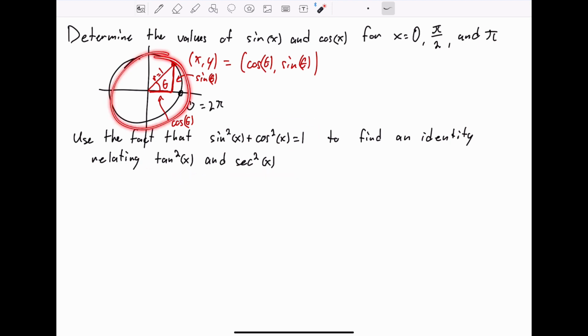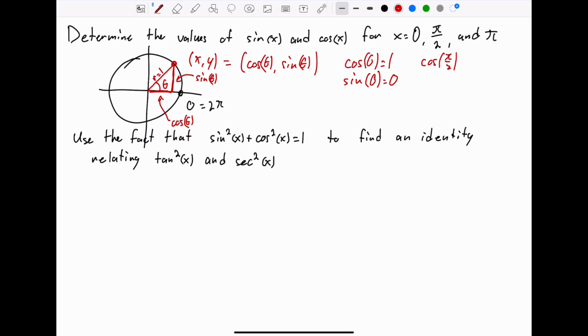All right, back to the unit circle. If we want to find sine and cosine for any angle, we can look at the corresponding point on the unit circle. With an angle of 0, the x distance here is 1. So cosine of 0 is 1. Sine of 0 is 0. How about pi over 2? Here's an angle of pi over 2. Here the cosine, the x value, is 0, and the y value is 1. That means that cosine of pi over 2 equals 0. Sine of pi over 2 equals 1.